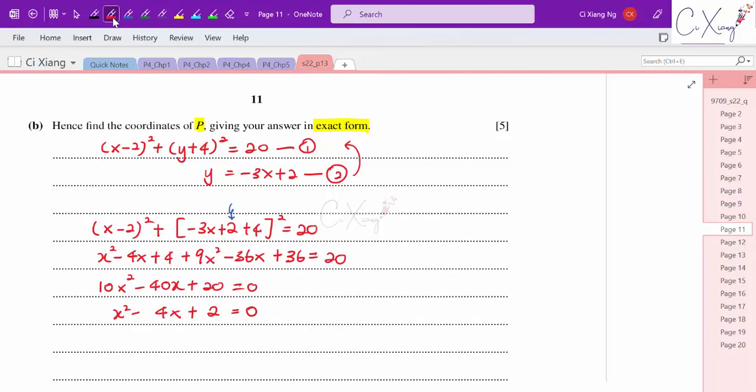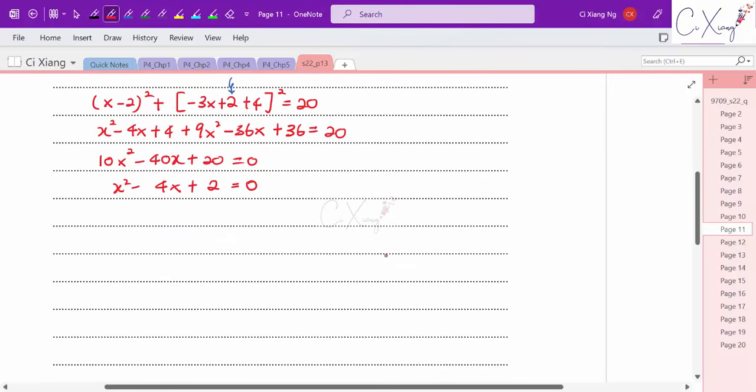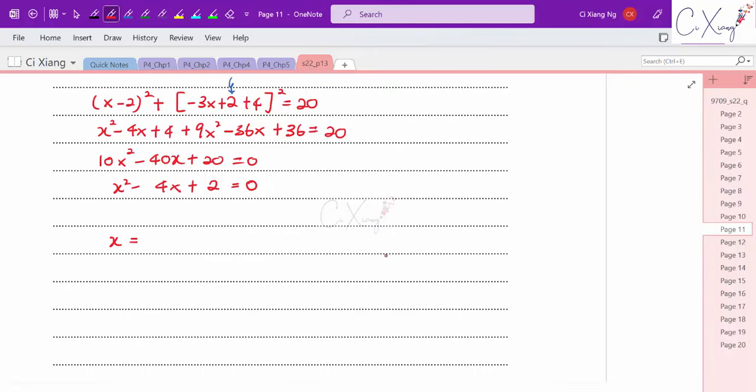Right, so for this quadratic equation, basically we can't factorize it. So we have to apply the quadratic formula, where to get the value of x, it is negative b. Our b is negative 4, right? Maybe I label it. This one is the b, 1 is the a, and 2 is the c. So we're having x equals negative b plus minus square root of b squared minus 4ac, divided by 2a.